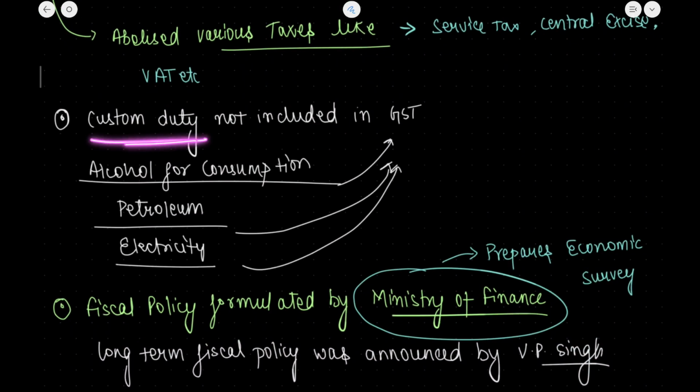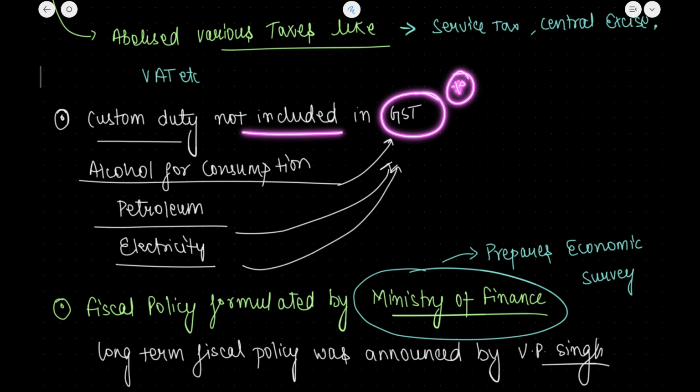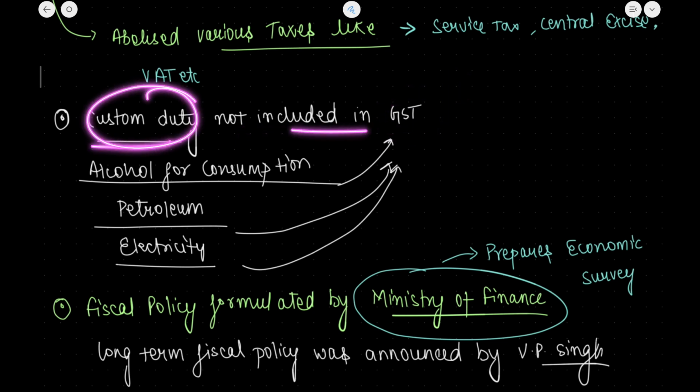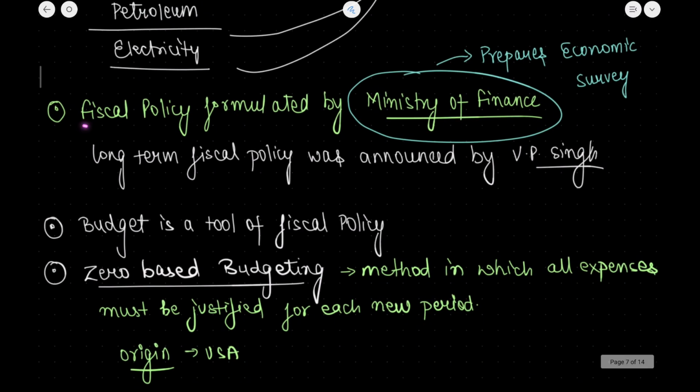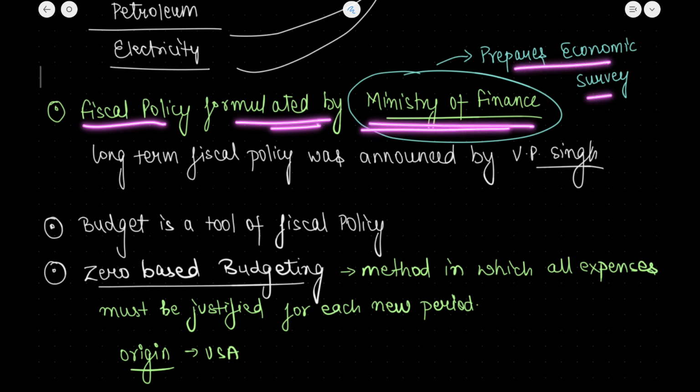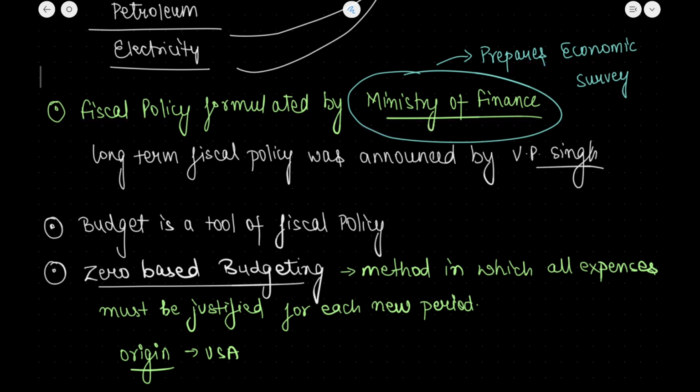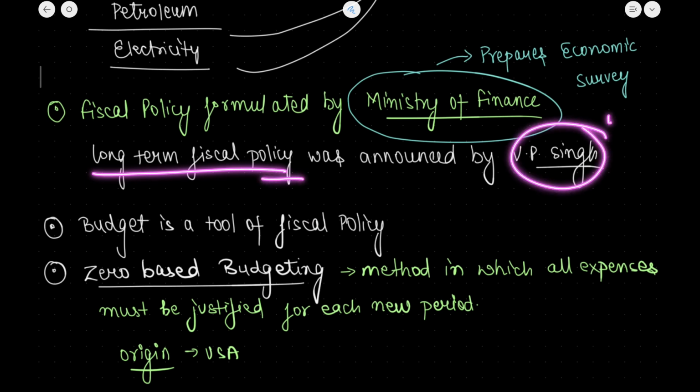Now custom duty is not included in GST. Now I am going to tell you some of the different taxes that are not included in GST and this point is very important. Custom duty is not included in GST. Alcohol for consumption is also not included in GST. Petroleum is also not in GST and electricity is also not included in the GST reforms. The fiscal policy is formulated by the Ministry of Finance, which prepares the economic survey, and the long-term fiscal policy was announced by VP Singh.